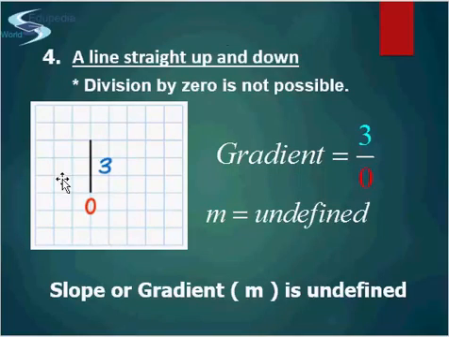Why? Because if you see the horizontal change, there is no horizontal change, because they don't have a horizontal part over here. But there is vertical change. The vertical change over here is 3. Now, if 0 is divided by anything, the answer would be 0. But if anything else is divided by 0, the answer would be infinity. Over here we'll call it undefined.